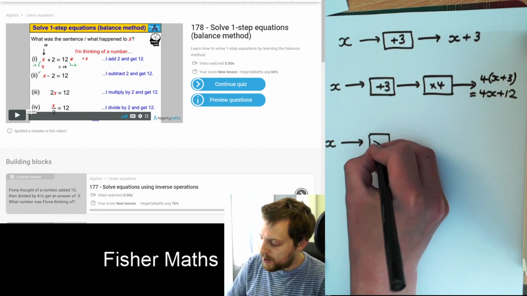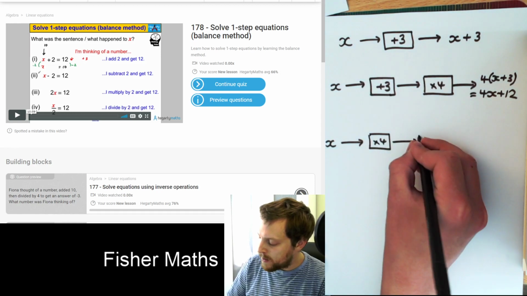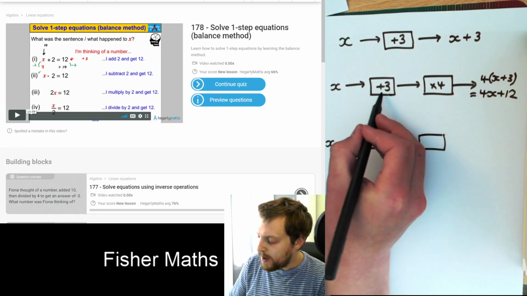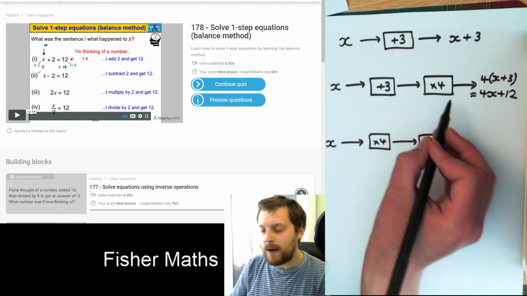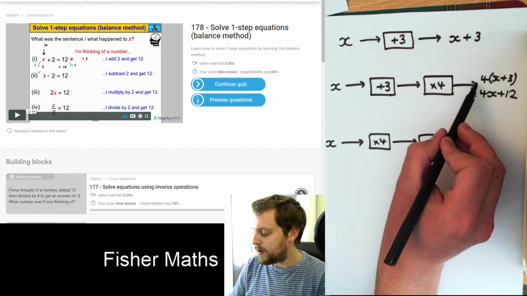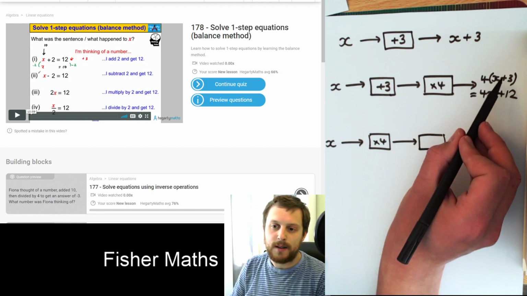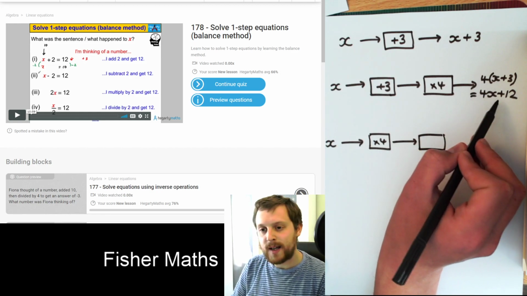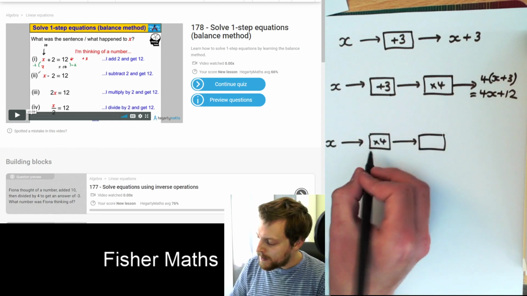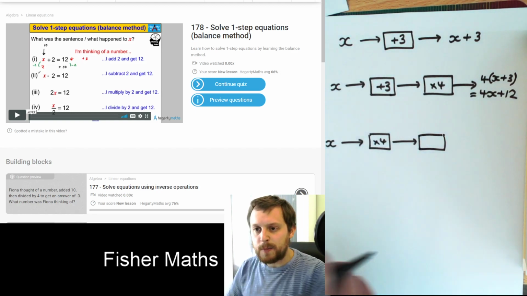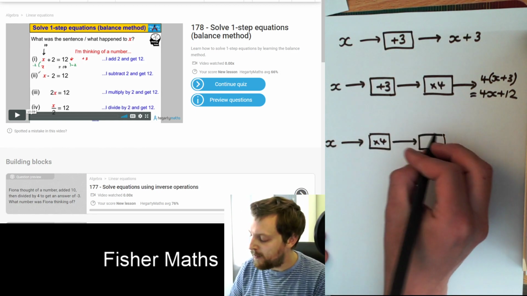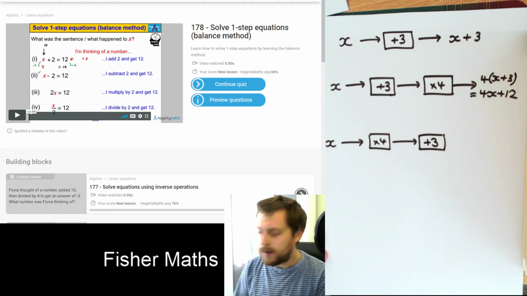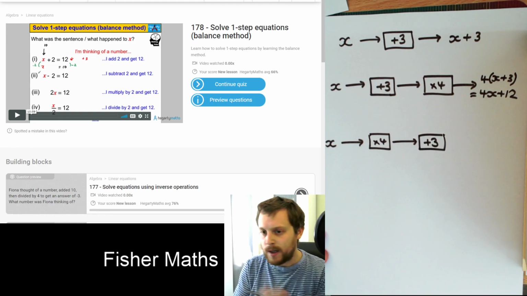What happens if you swap the order round? Because firstly adding 3 and then timesing by 4 gives us this. It gives us 4 lots of x plus 3. Or if I expand that out, I get 4x add 12. What happens if I swap those boxes round? What if I times by 4 and then add 3? Do I get something different, or do I get something the same?